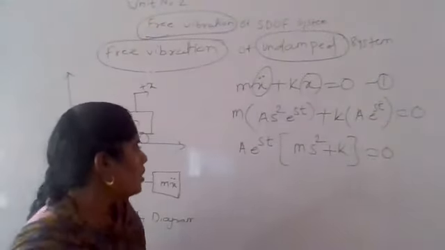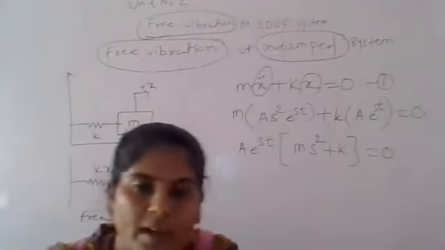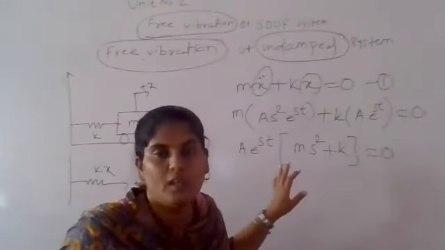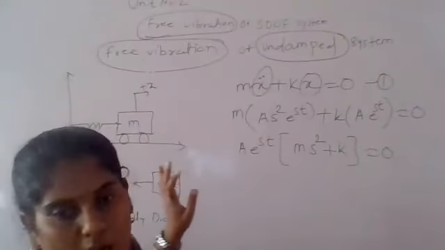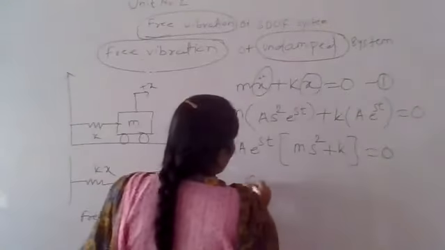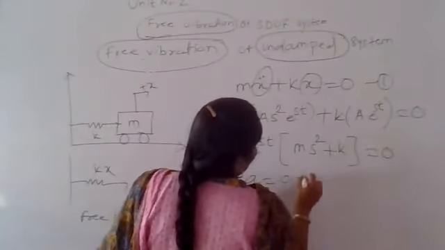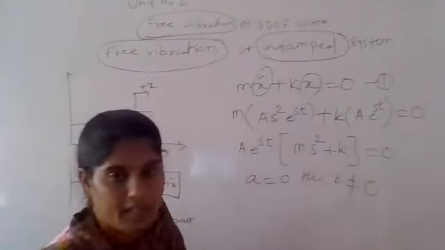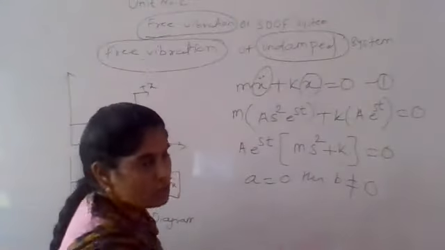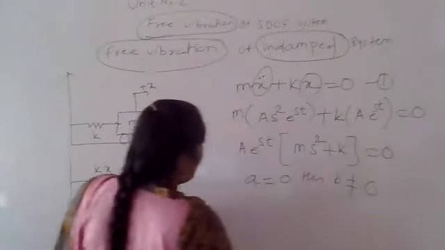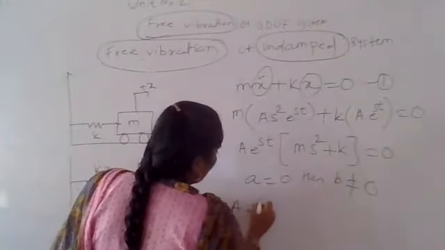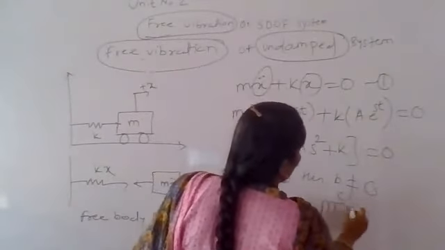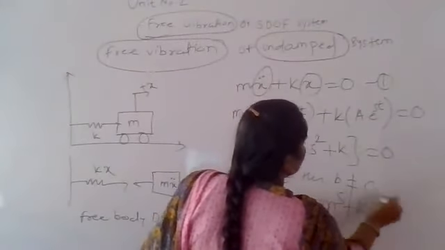Okay. So as far as our mathematical concept, a into b is equal to 0. When a multiplied by b is equal to 0, at that time the concept is that if a is not equal to 0, then b is equal to 0. Already we know this. So applying this concept here, a into e raised to st is not equal to 0, then m s square plus k equal to 0.